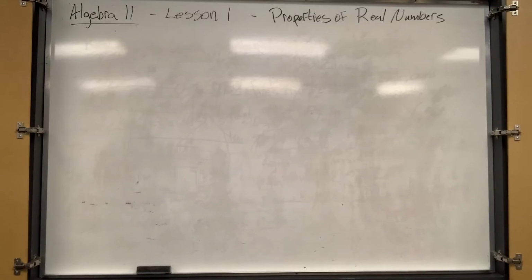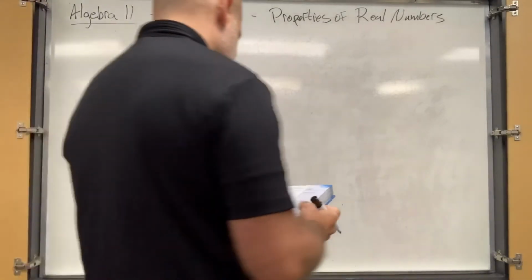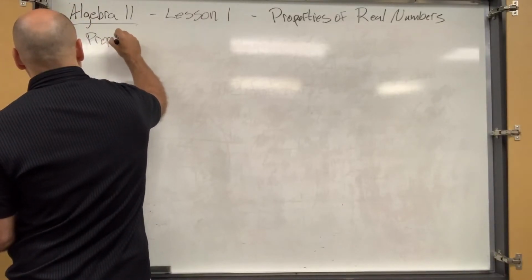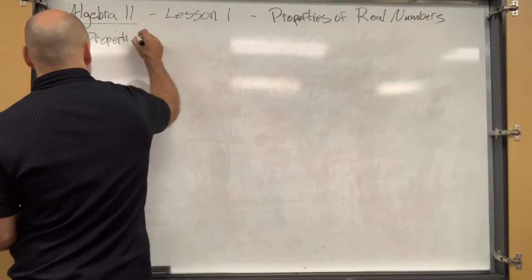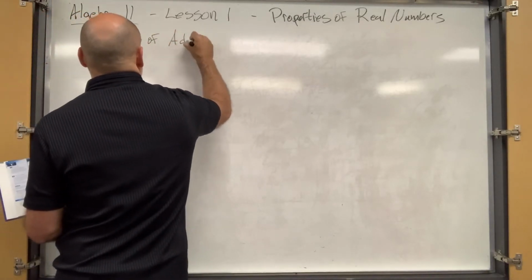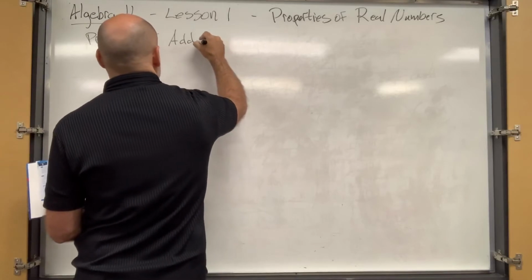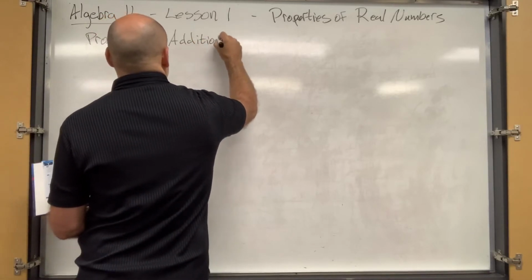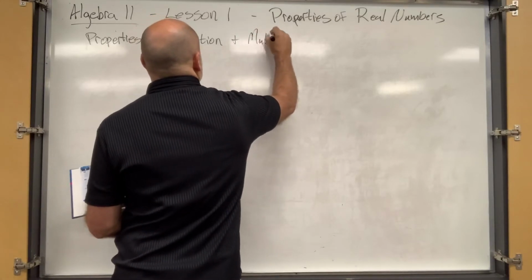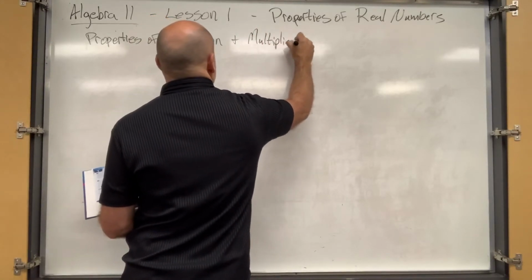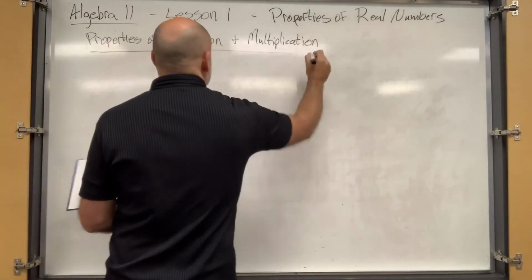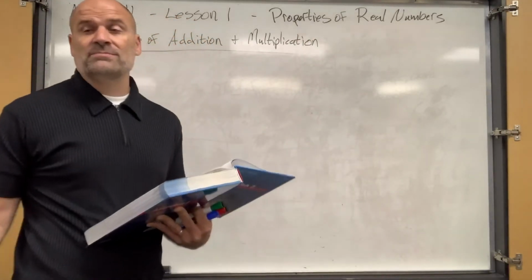Okay, we're going to talk about properties. This is review. Properties of addition and multiplication. Now, the reason we don't include subtraction and division is because subtraction and division is dumb. So, a lot of properties don't apply to subtraction and division. So, a lot of times we'll change subtraction problems to addition problems.